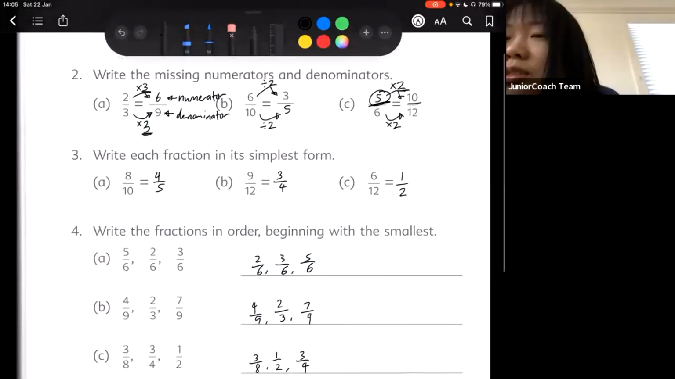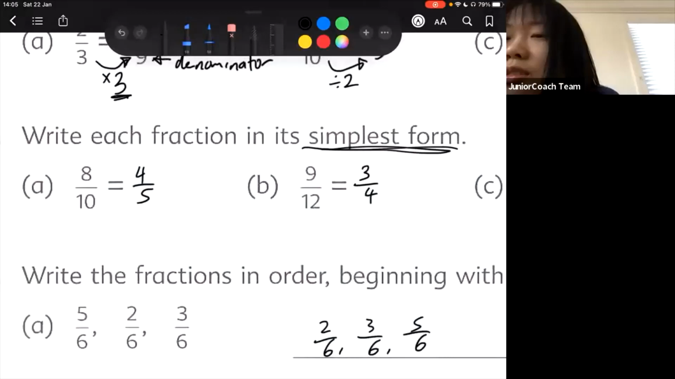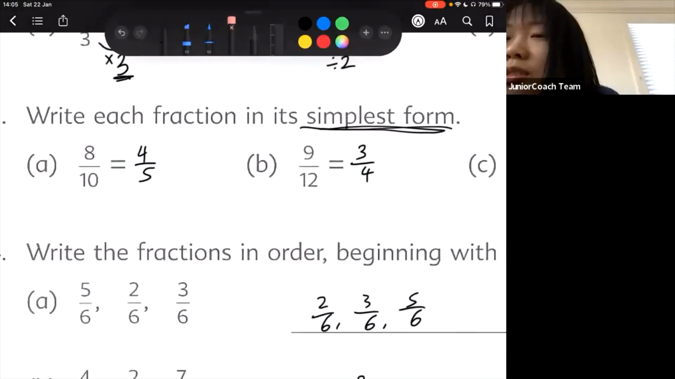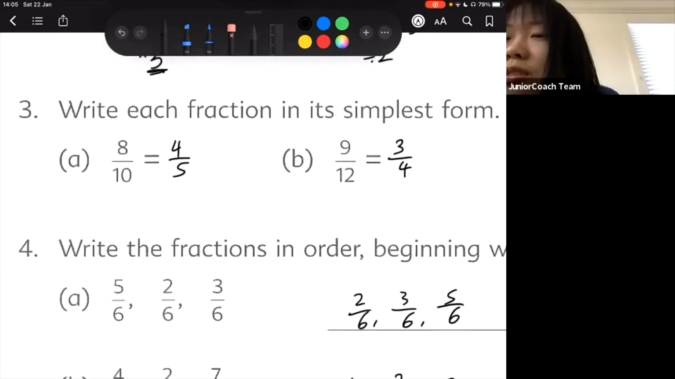Here, they're asking for simplest form, not just an equivalent fraction. So you have to make sure that it can't be divided further. For example, if you're not used to it, I suggest just starting with 2 or 3. Mostly the questions will give you 2 or 3 as factors, as things you can divide by.